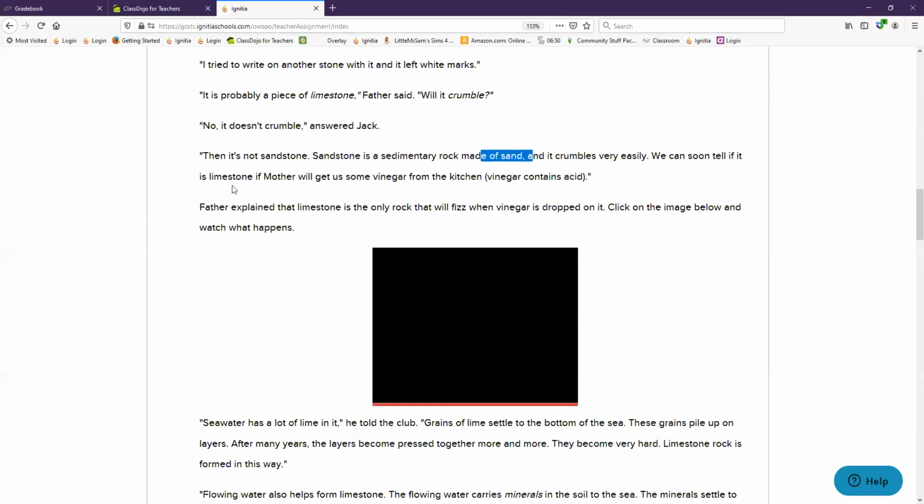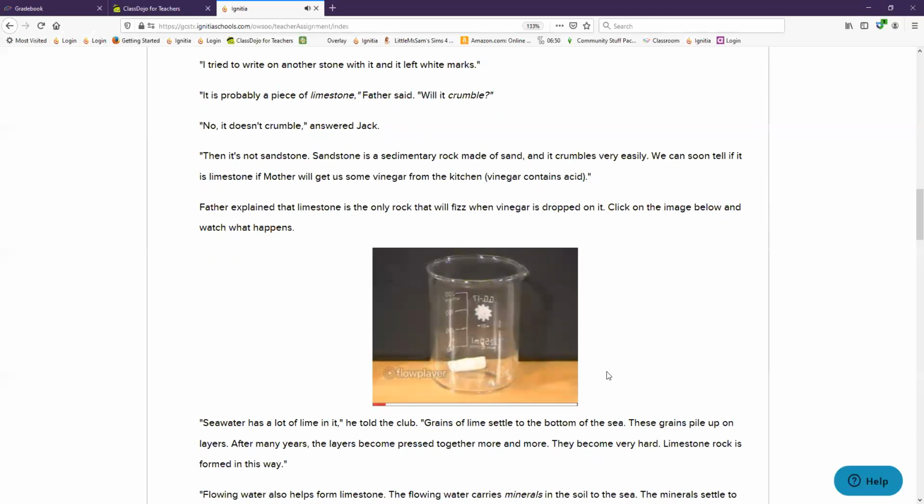We can soon tell if it is a limestone if Mother will get us some vinegar from the kitchen. Vinegar contains acid. Father explained that limestone is the only rock that will fizz when vinegar is dropped on it. See what happens when we pour this weak acid on this piece of chalk.